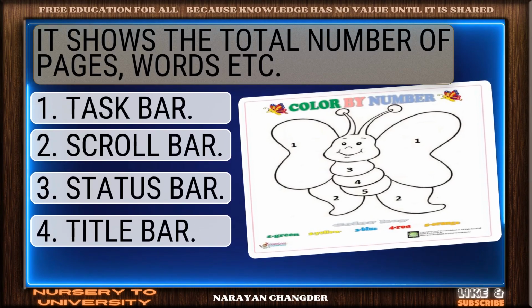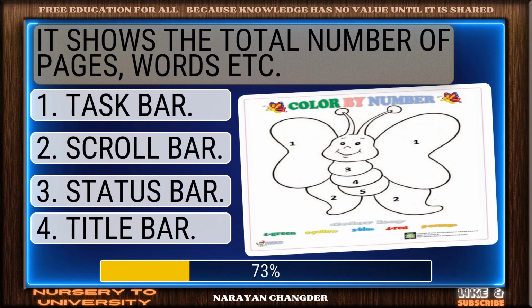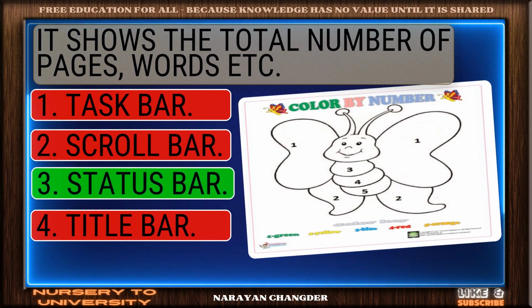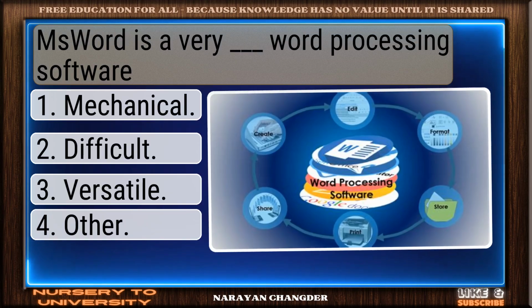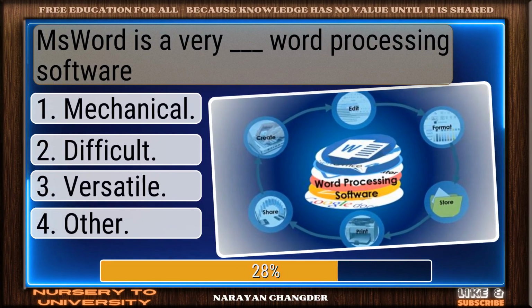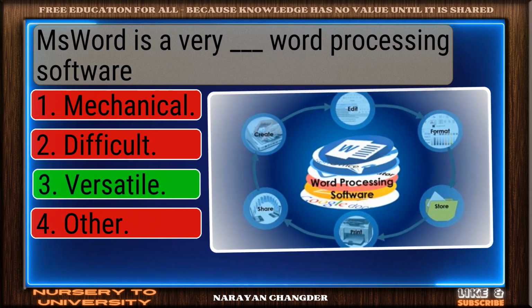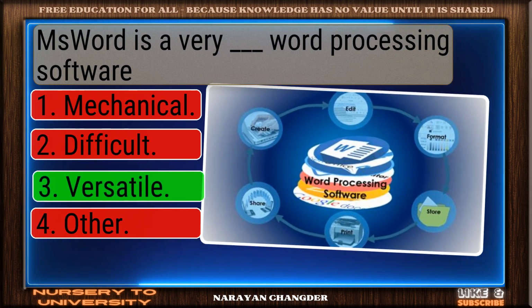It shows the total number of pages, words it's here. Bravo, status bar is the answer. Ms. Word is a very Dash word processing software. Well reasoned. Versatile is the correct choice.